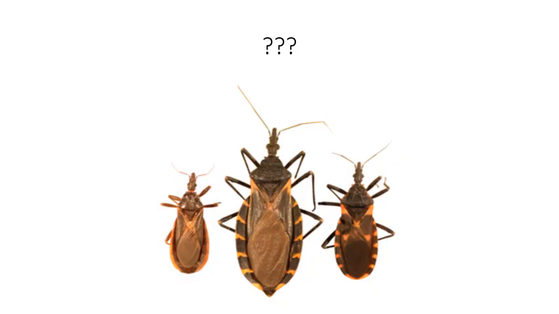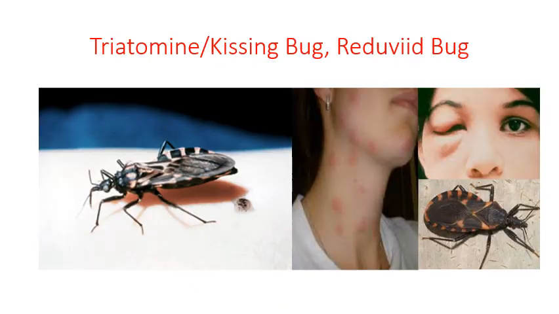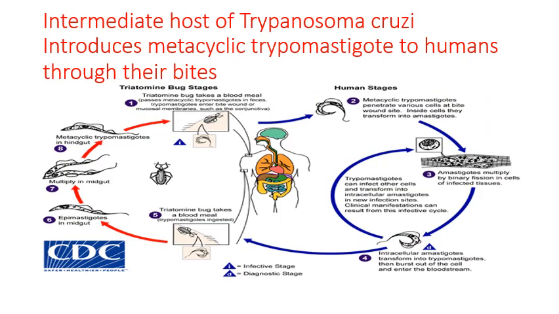Yeah, you got it correctly. The triatomine bug or the kissing bug. Triatomine, triatoma, kissing bug, reduviid bug. And they are named kissing bug because they prefer to bite in areas near our mouth. I want you all to take note that this bug is actually transmitting Trypanosoma cruzi, the causative agent of what?